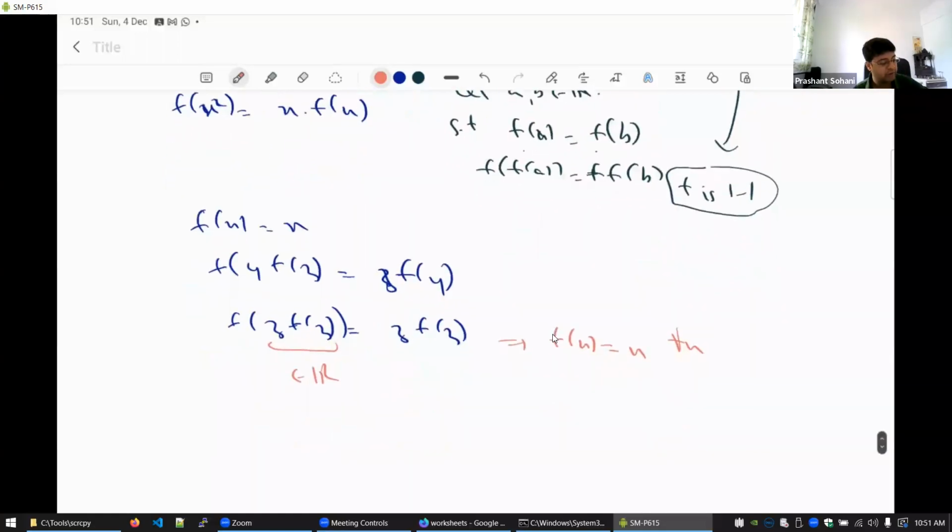So for example, suppose I want to find some t which is a real number. I want to find f of t. So how can I find the value of z such that z f of z is equal to t? Does such a z exist? That is what we would like to know.